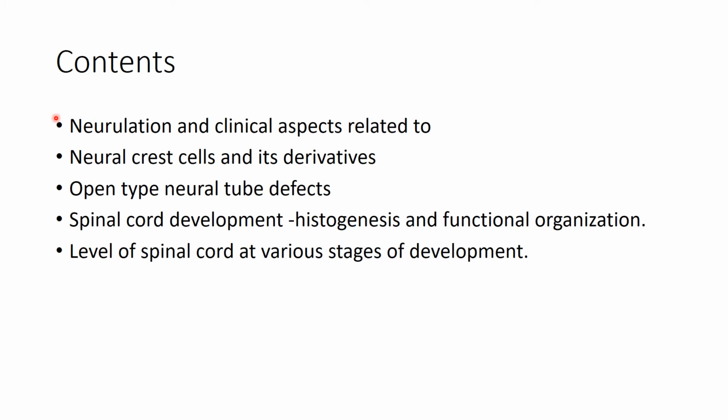formation of the neural tube, called neurulation, and the clinical aspects or congenital anomalies related to it, neural crest cells and their derivatives, what the open types of neural tube defects are, and development of the spinal cord, which includes histogenesis and functional organization of the spinal cord, and the level of the spinal cord at various stages of development in relation to the vertebral canal.